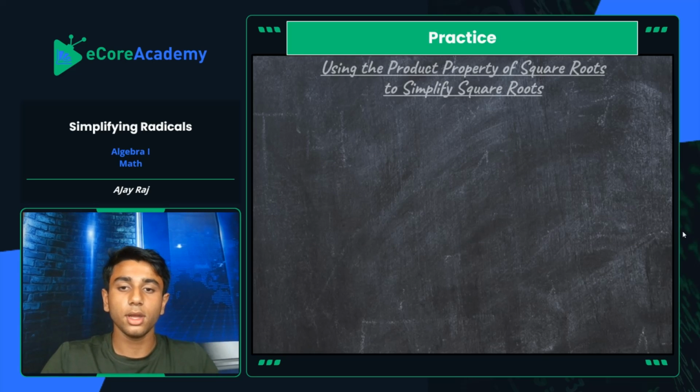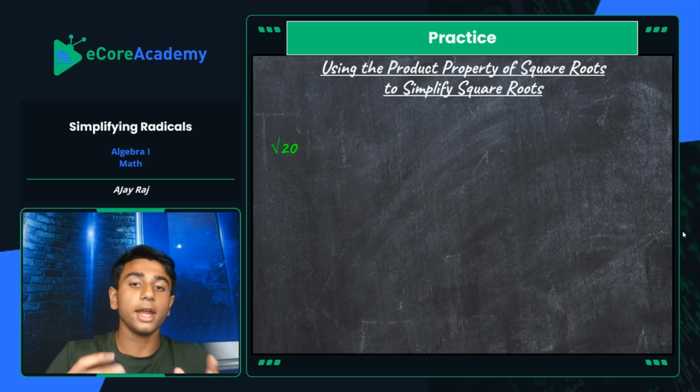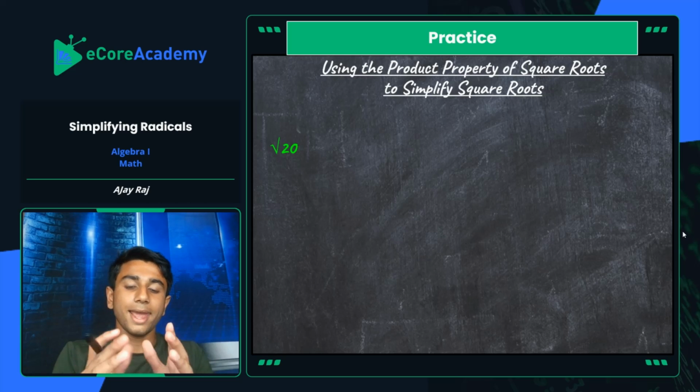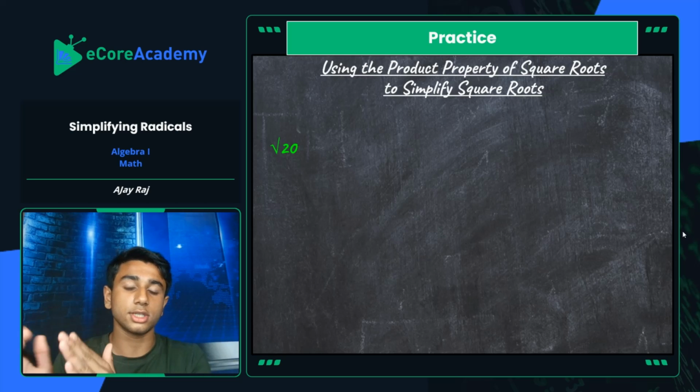All right, so now let's take a look at some practice with the product property. Let's use the product property of square roots to simplify square roots. I'm going to throw up a couple of problems here, and let's see how we can divide up these different radicals and simplify them into smaller chunk-sized bits.